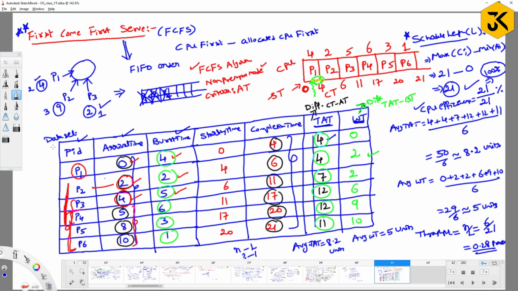Like that, the first come first serve algorithm is going to work. Hope you understood this particular concept along with the example clearly. Thank you.